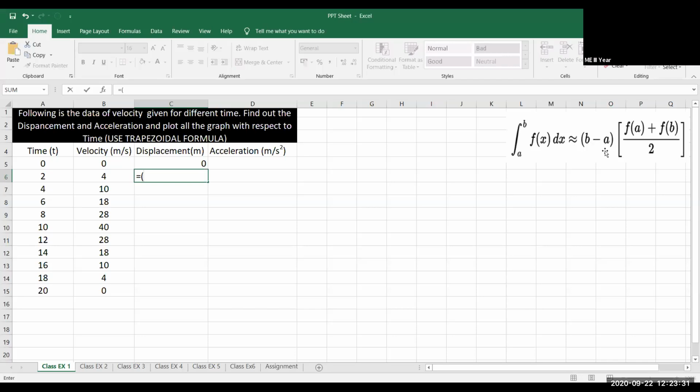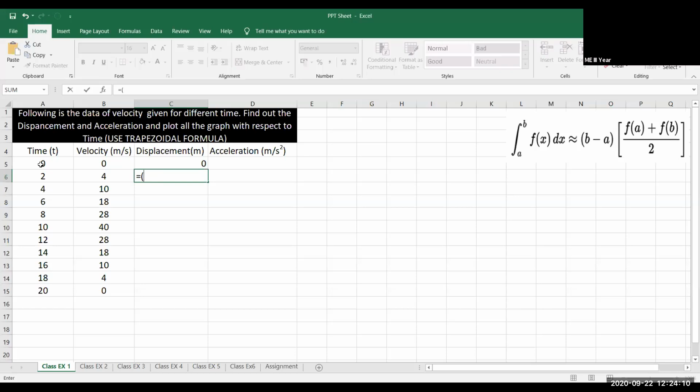So using the formula, here b minus a. What is b here? For the first step, what will be the lower limit and what will be the upper limit? This will be the upper limit and this will be the lower limit. Similarly, for the second step, this will be the upper limit and 4 will be the lower limit. Like that, we just have to calculate. At one cell value, just enter the formula and it will be applicable to all cell values. So b minus a, this minus this value.